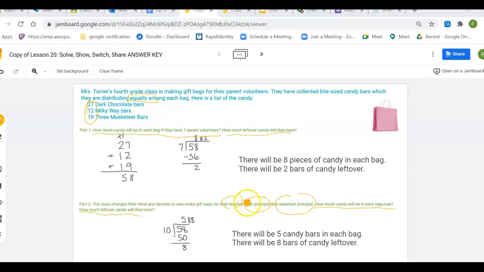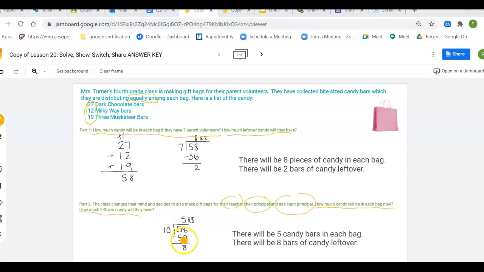That's 3 more people. So that means you have to add 3 to that 7, and that makes it 10 people. All right, so we take that same total of candy, so the amount of candy did not change. So 58 pieces of candy. Now I have to divide it. Instead of by 7, I am dividing by 10. So 10 times what number is equal to or close to 58 without going over?